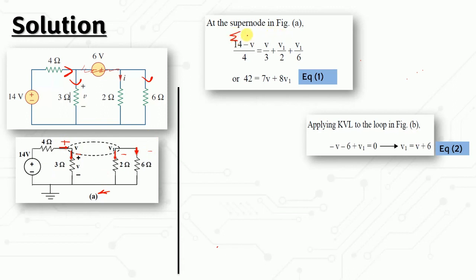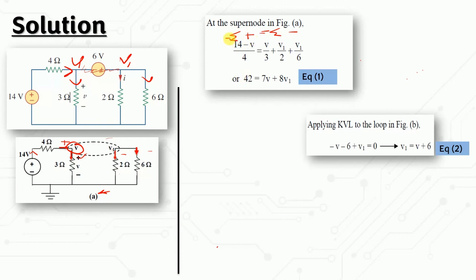So this one is your positive current equal to your negative currents. For your positive current, you will have 14 minus V, because the direction of the current is like this. So positive 14 minus V, we put it here as a node V, and then we put here as a V1. So 14 minus V over 4, this is for the positive current, and for the negative current, which is this one, V over 3 here, and then V1 over 2, and then one other one is V1 over 6.